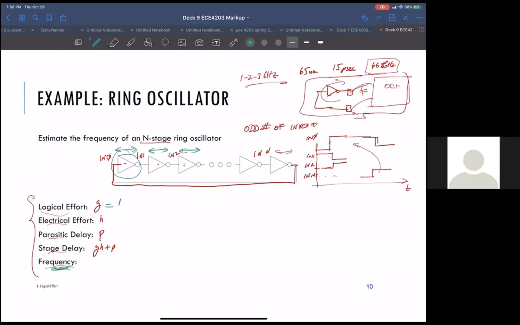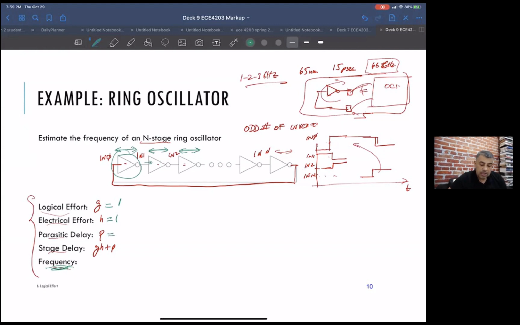So for each one of these stages, what's the electrical effort? One right now. Each inverter is driving just one more inverter like itself, so the input capacitance of the inverter it's driving is the same as its own input capacitance. So the electrical effort would just be one. How about the parasitic delay?